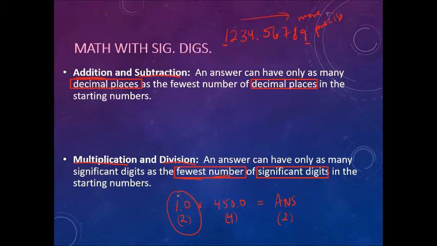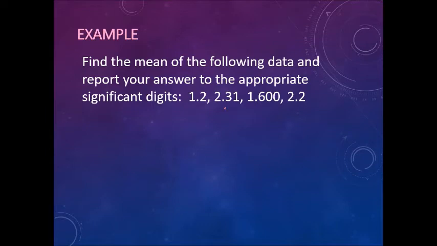Let's do some examples. First one's addition, subtraction. This one, find the mean. So we need to add these up. We first need to do the math. Everybody needs to do the math. All right, so go ahead, take a moment and add those up. And we get this 7.31. Now, to find the mean, we need to divide by 4 because there's 4 values here, right? Divide that by 4. And we end up with 1.8275 or something like that.